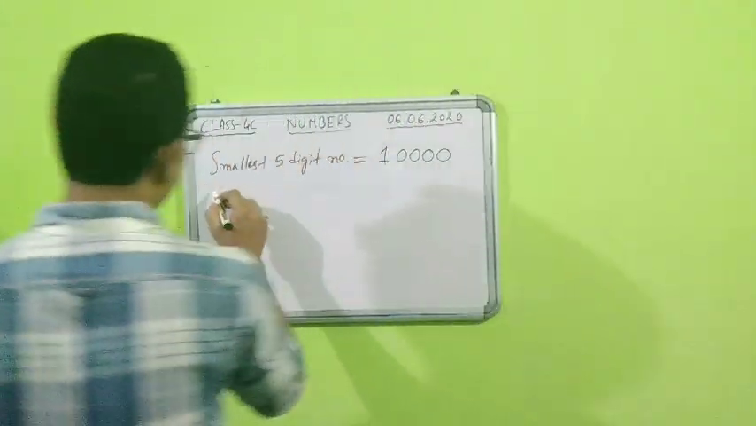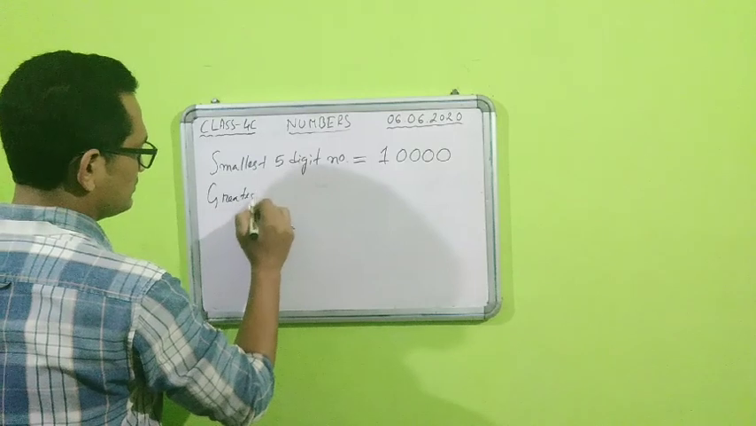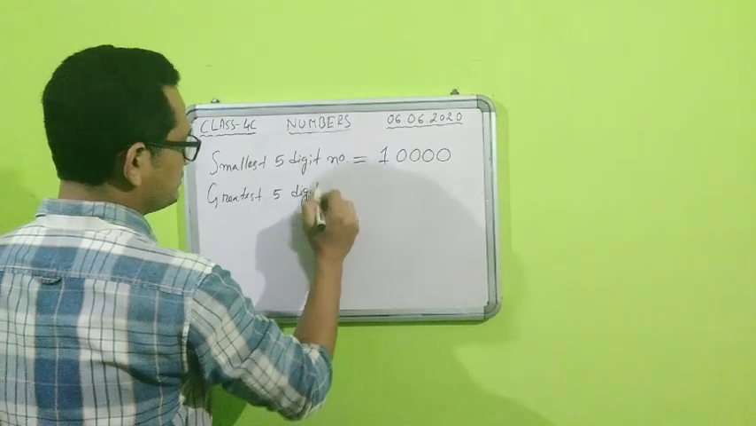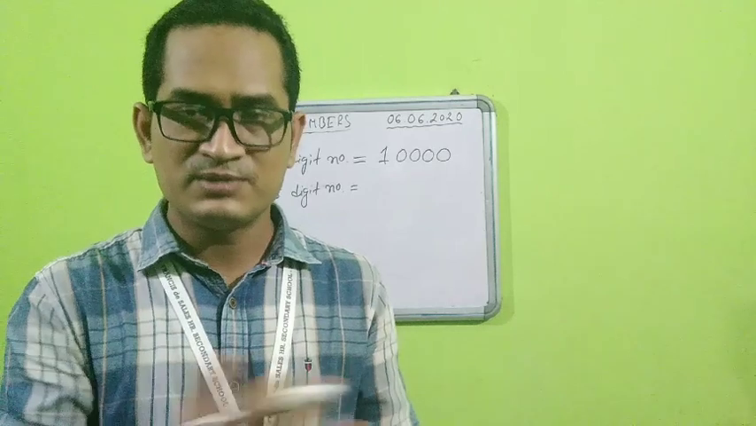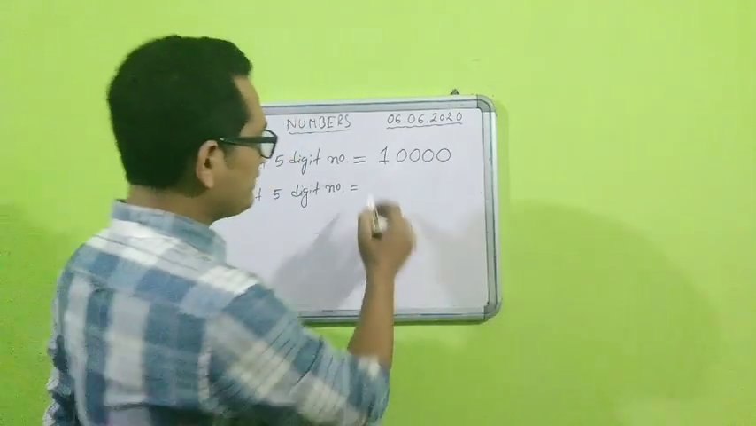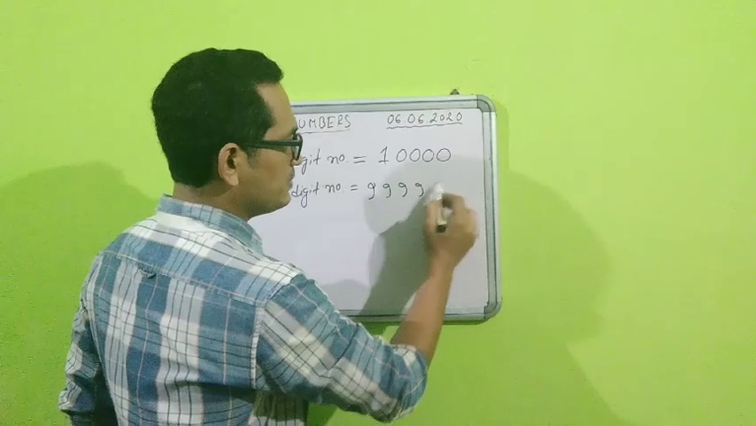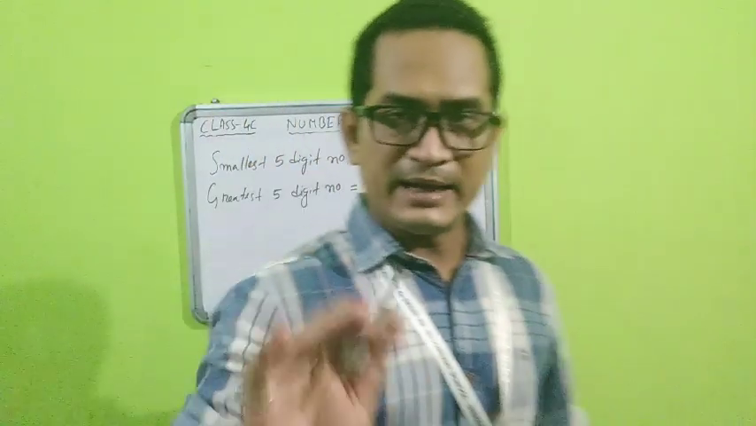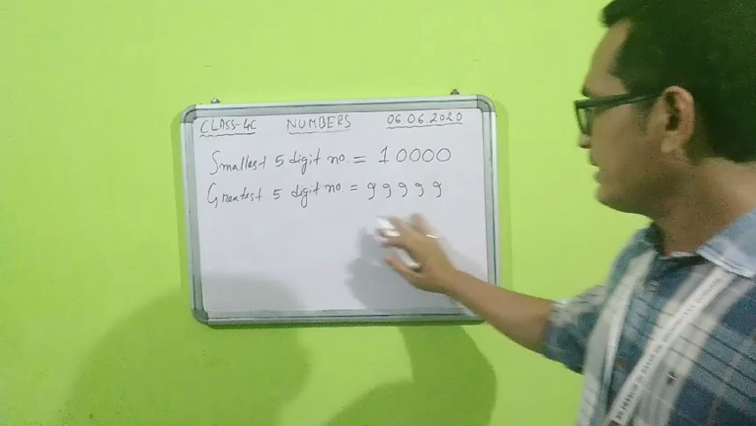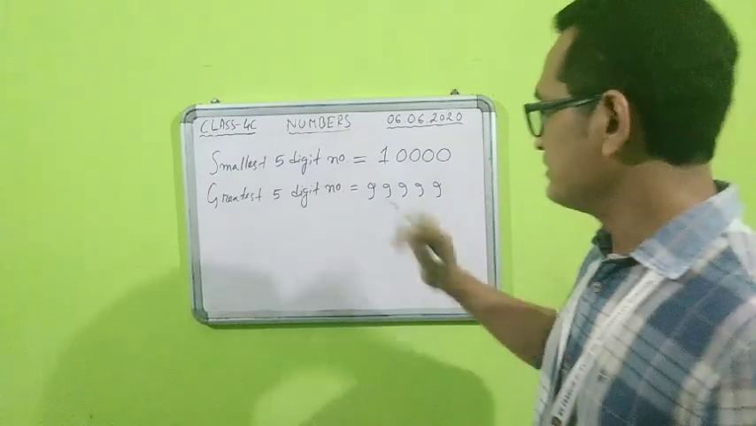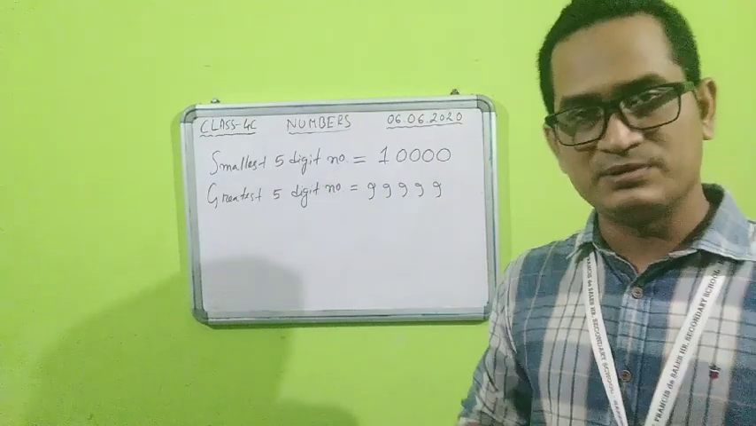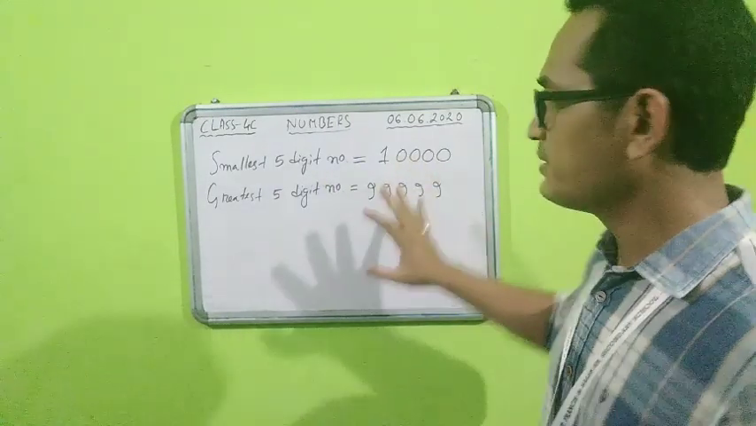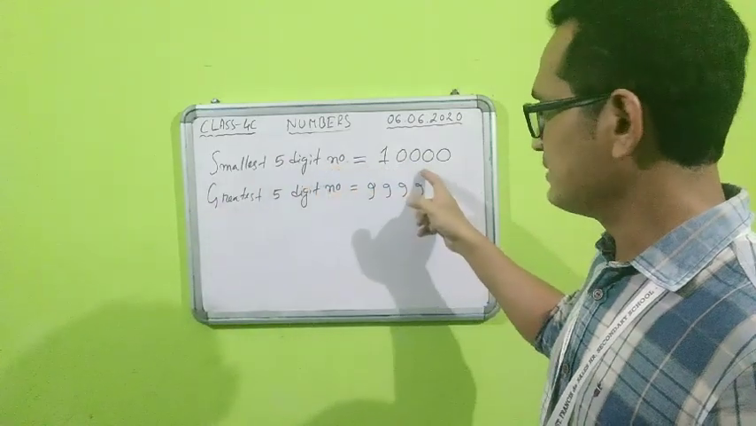Similarly, if I have to make the greatest 5-digit number, we use the greatest digit. Now which is the greatest digit? From 0 to 9, 9 is the greatest digit. So how many times do I have to repeat 9? I have to repeat 9 five times: 9, 9, 9, 9, 9. When I repeat 9 five times, it becomes the greatest 5-digit number. If I go more than this, it will enter into the 6-digit numbers, which is not required as of now. Fine. So students, you have to remember the smallest 5-digit number is this one.